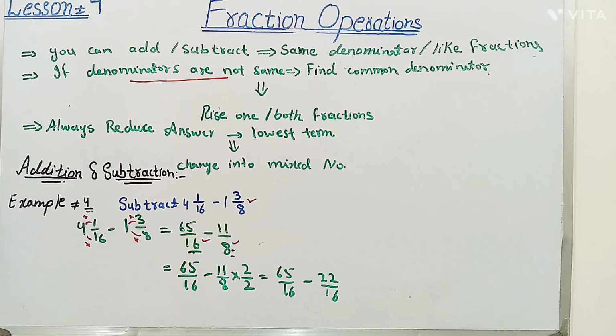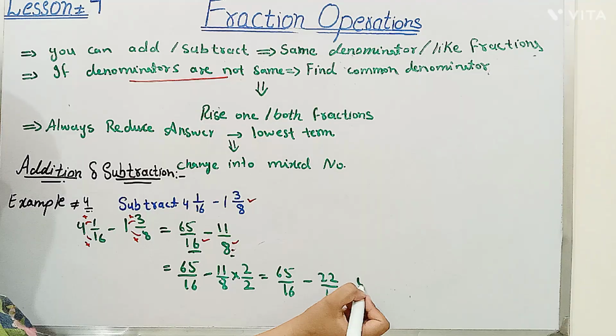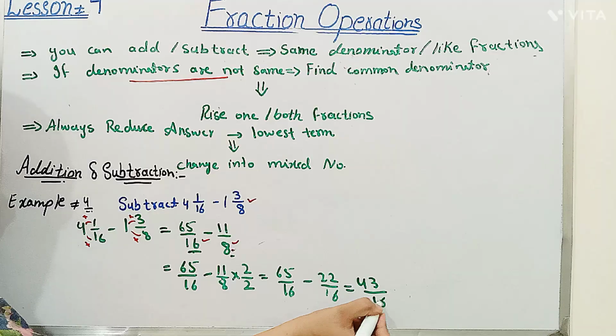We subtract 22 from 65. Then my answer will be 43 after subtraction. 43. Now we will convert.